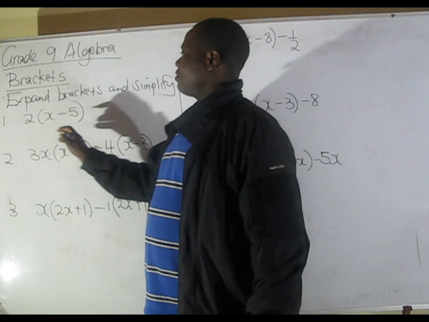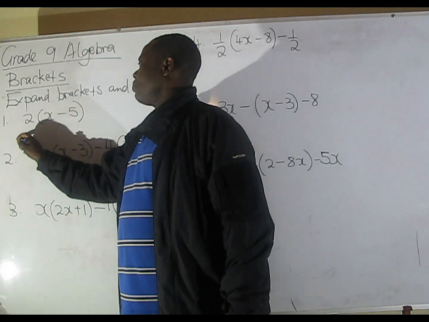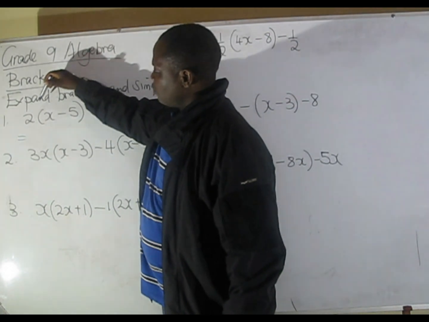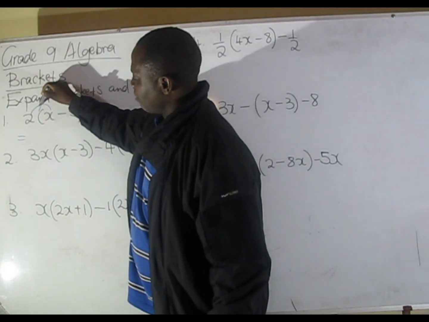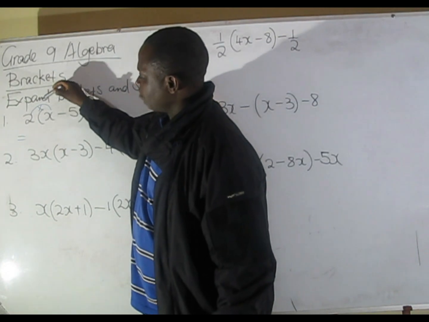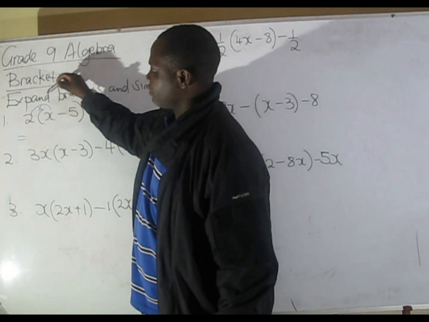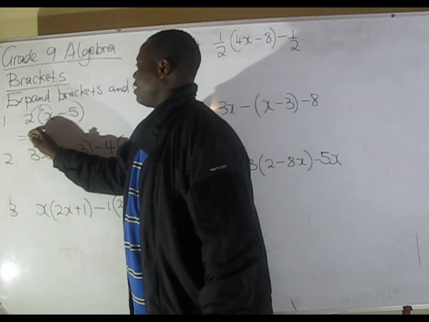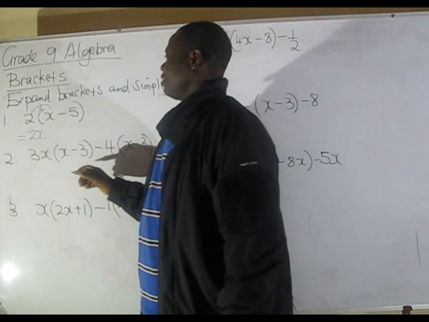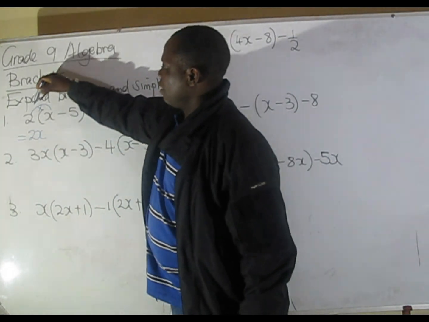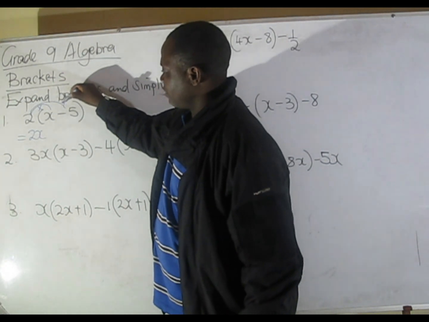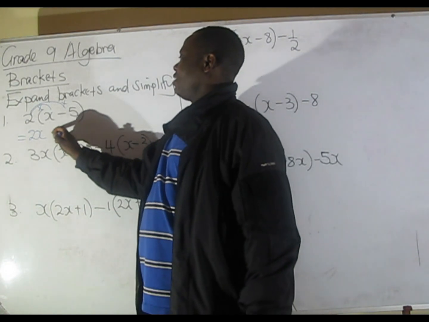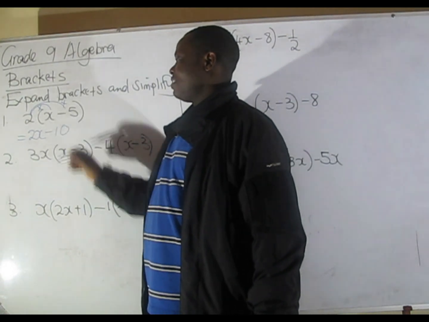So my first question, the answer would be as follows. I multiply 2 by x. Please, this is multiplication, so it's going to be 2 times x, and I write the answer 2x. Then the next one, again multiplication: 2 times negative 5, and the answer is equal to negative 10.